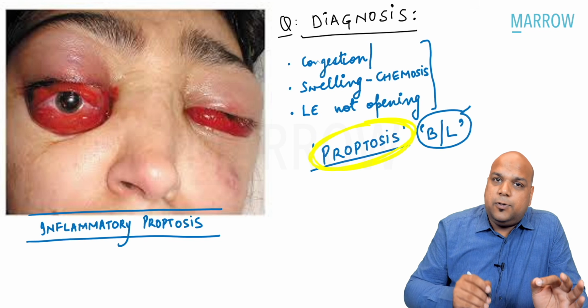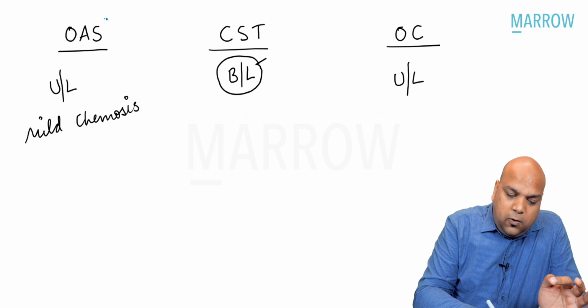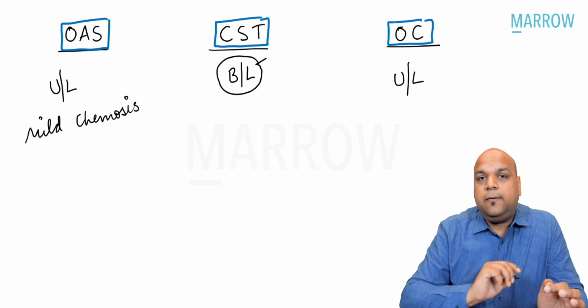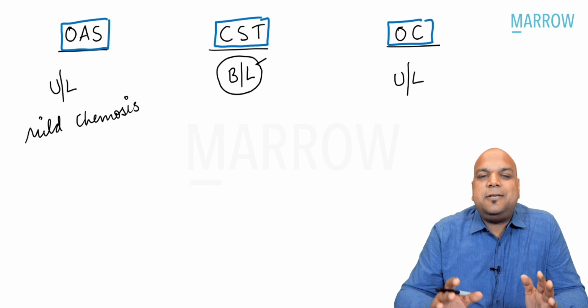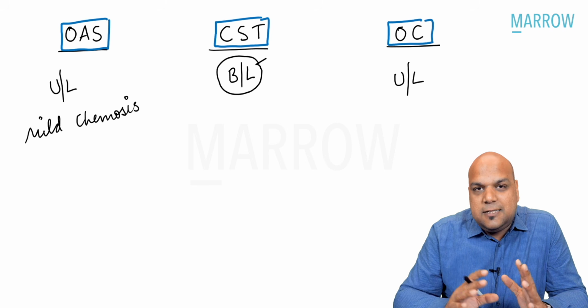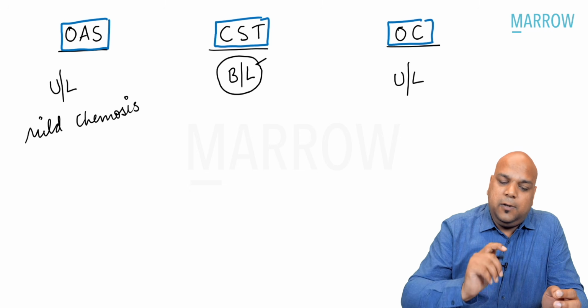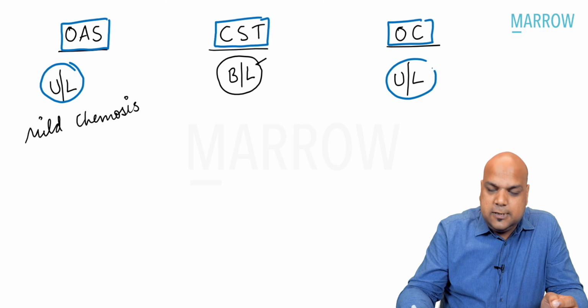Now, inflammatory proptosis, there can be three causes. If you don't remember, I have written them for you: orbital apex syndrome, cavernous sinus thrombosis, and orbital cellulitis. But because I have read my theory, now it becomes a case of inflammatory proptosis. I just need to remember my theory. And I am not writing any theory, I am writing just what is visible to me. I know orbital apex syndrome is unilateral. I know orbital cellulitis is unilateral.